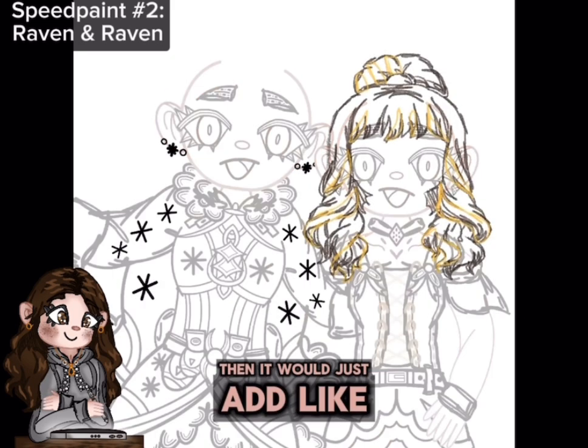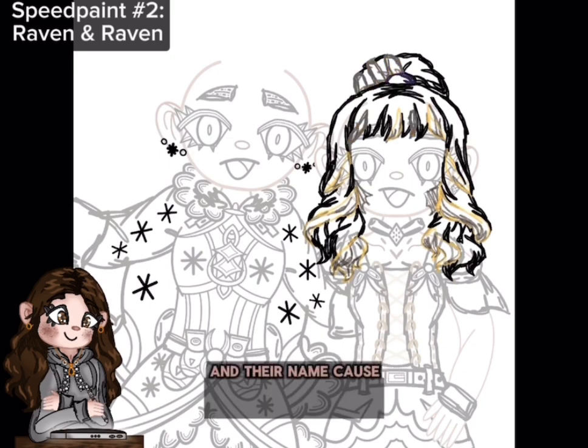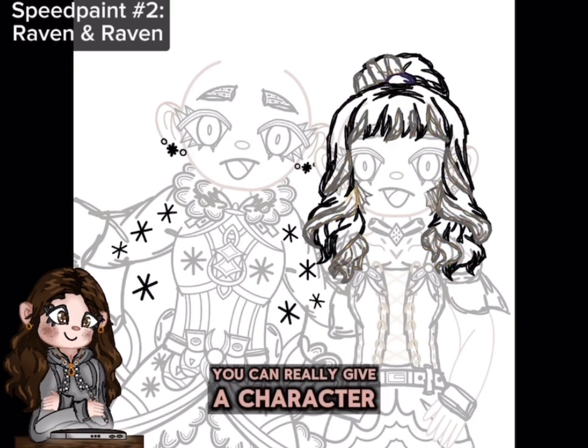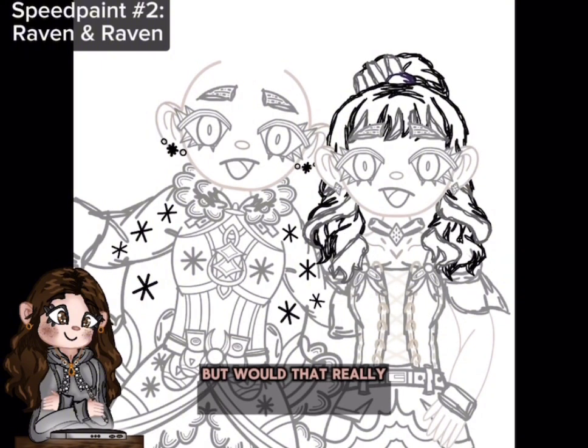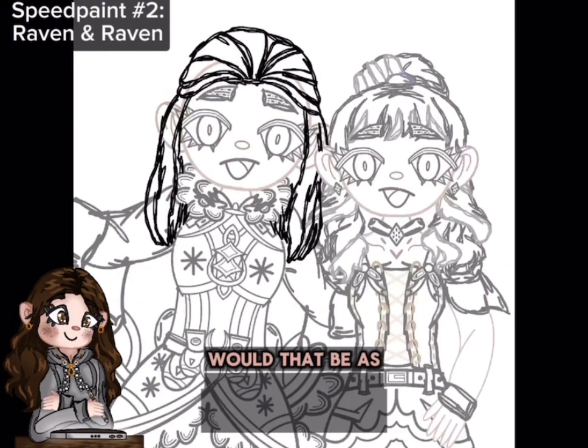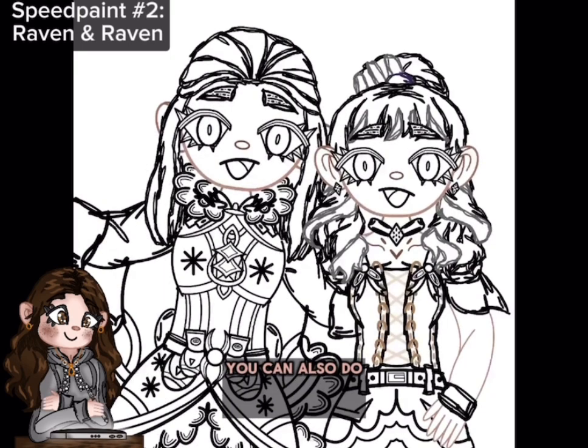Then it would just add an extra layer of hidden depth to your character and their name. Because you can really give a character any name you want to. You could really just name Raven Sid, but would that really be interesting? Would that be as interesting as naming her Raven? Probably not. You can also do some hidden motifs in there.